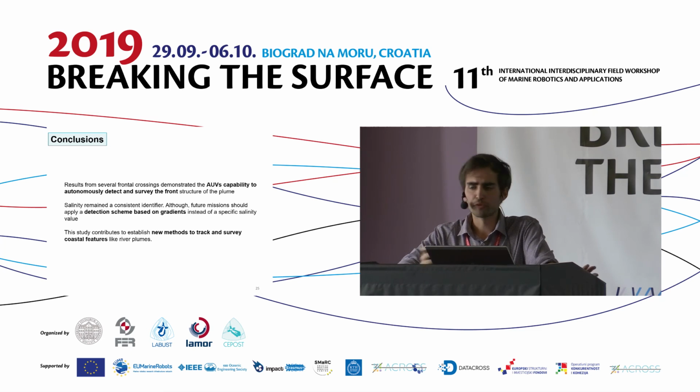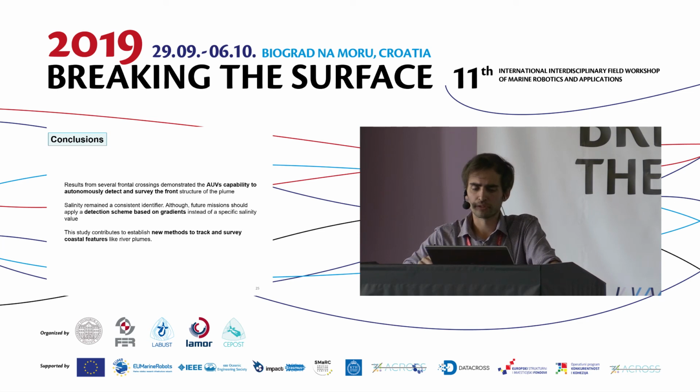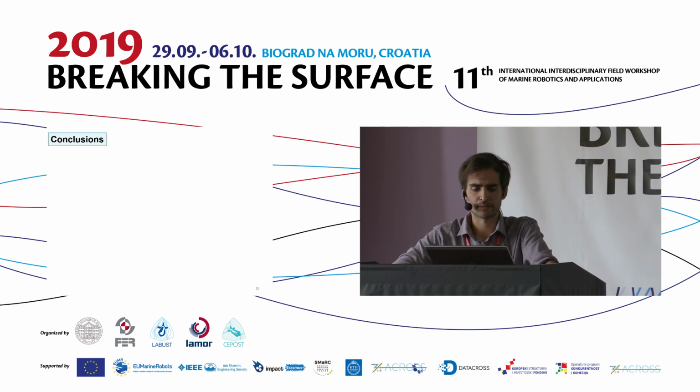So in conclusion, results from several frontal crossings demonstrate the AUV's capability to autonomously detect and survey the front structure of the plume. Salinity remains a consistent identifier, although future missions could use other detection schemes. This study contributes to establishing new methods to track and survey coastal features. Could be river plumes, could be blooms, whatever, and it also gave very good indications to study the generation of internal waves in these systems.